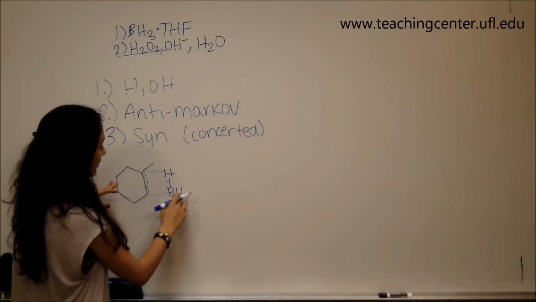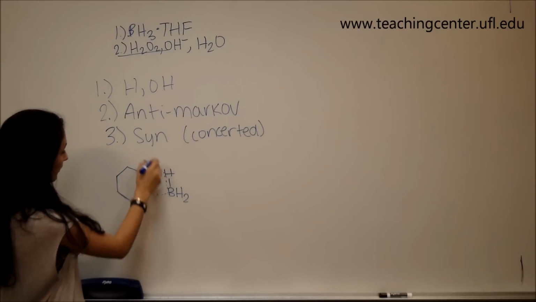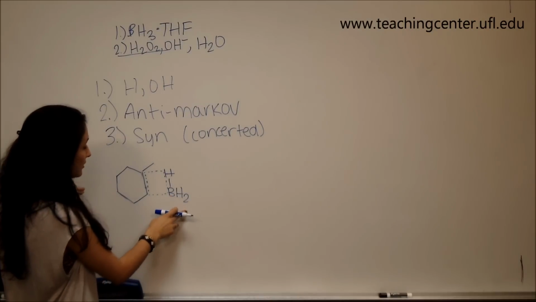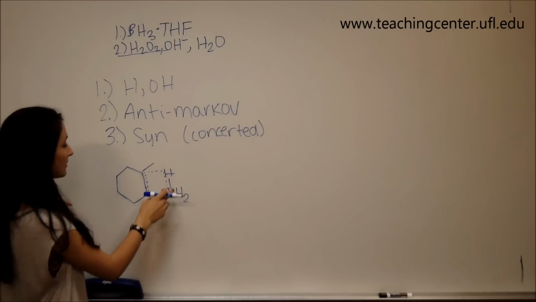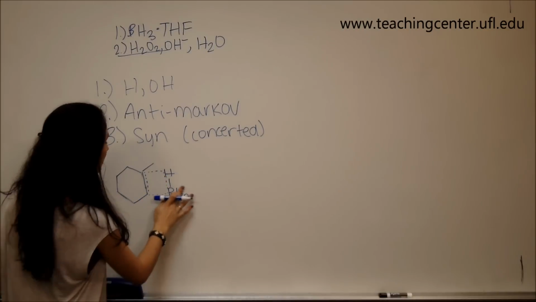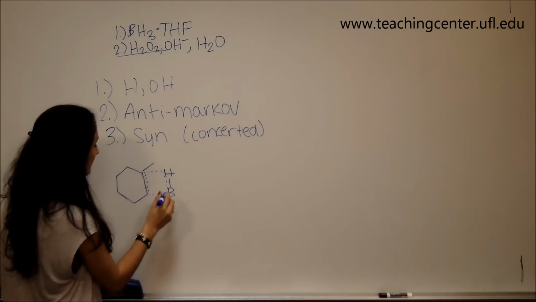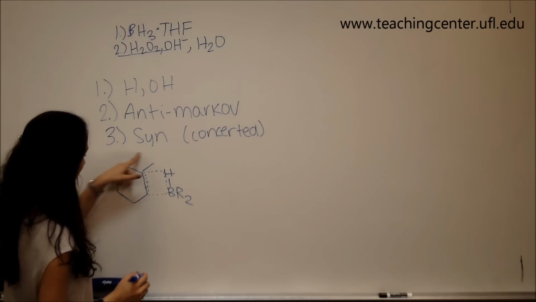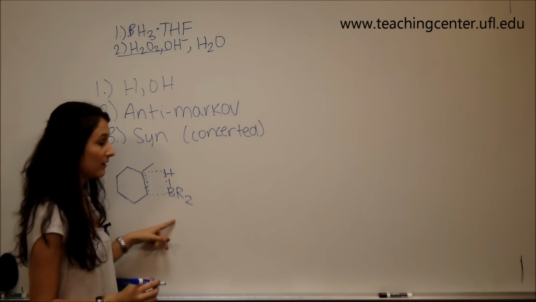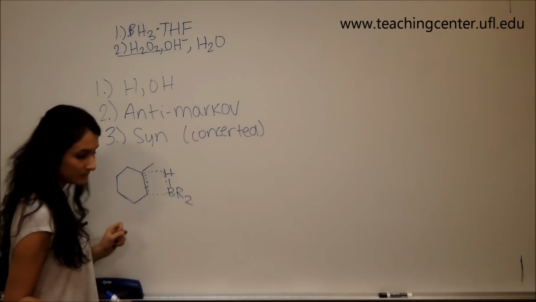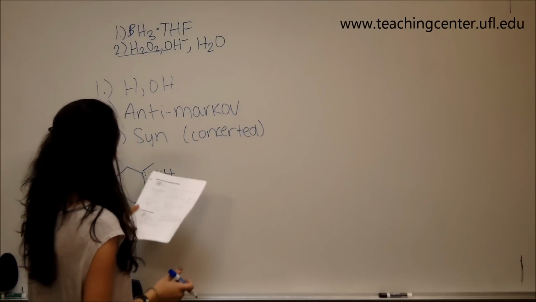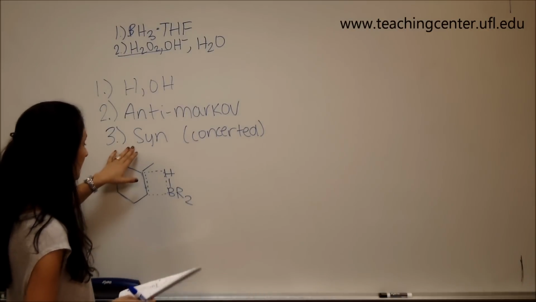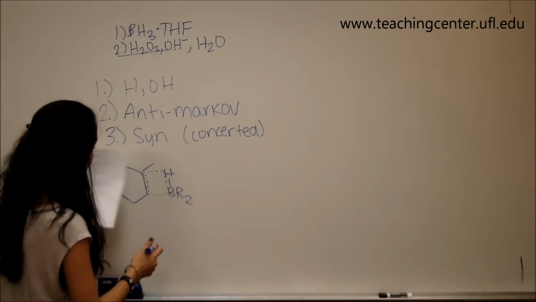And you end up with BR2. And by R, I mean all of this. So you end up with this large structure on the BR2. So that's why you can't add the B to the more substituted carbon. It's because of sterics. So after 3 times of doing this, you end up with BR2. Again, any R is just this whole group attached to it. Okay? And so you get this concerted step, so it ends up being syn because they added to the same side.